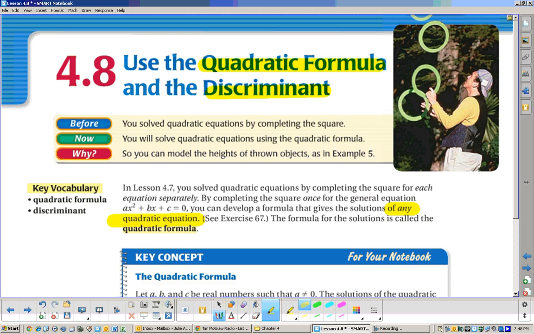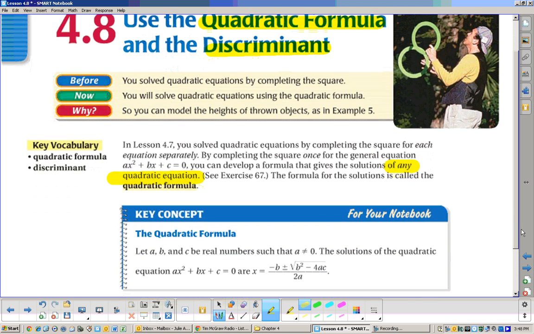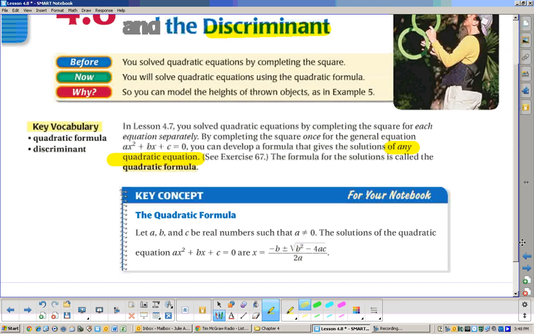The discriminant, your second vocab word, for right now, let's write down the discriminant to be b squared minus 4ac, which is the part that you'll see underneath the roof of the quadratic formula.